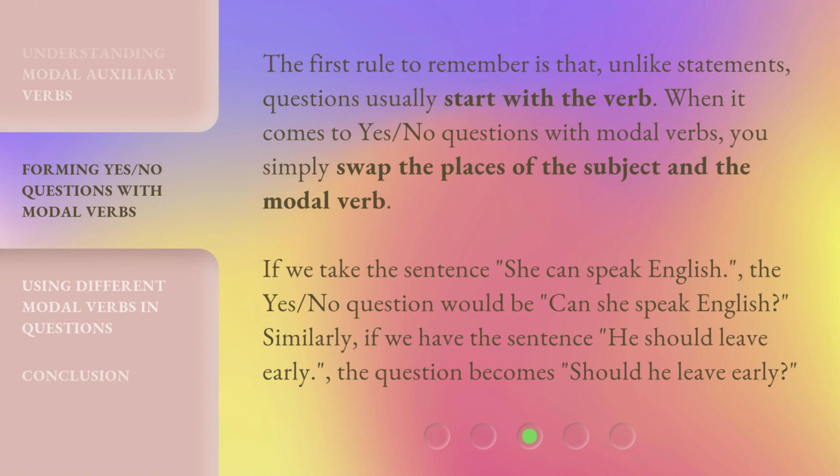The first rule to remember is that, unlike statements, questions usually start with the verb. When it comes to yes/no questions with modal verbs, you simply swap the places of the subject and the modal verb. If we take the sentence, "She can speak English," the yes/no question would be, "Can she speak English?" Similarly, if we have the sentence, "He should leave early," the question becomes, "Should he leave early?"